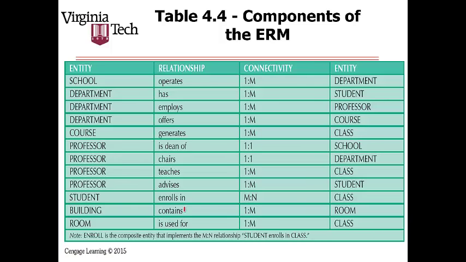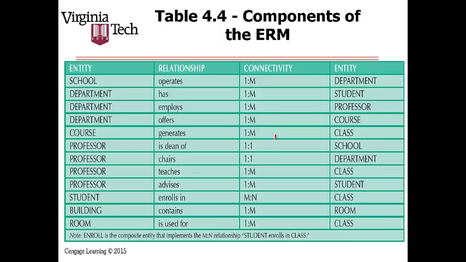Well, so here's a list of the relationships in the university system. The school operates a department. A department has one or many students. A department employs one or many professors. A department offers one or many courses. A course generates one or many classes.